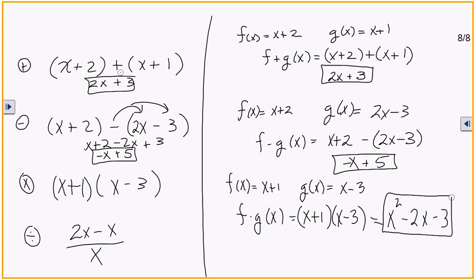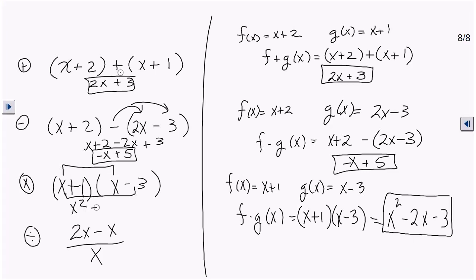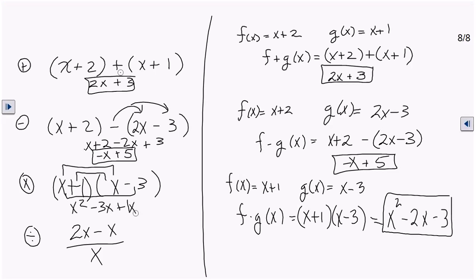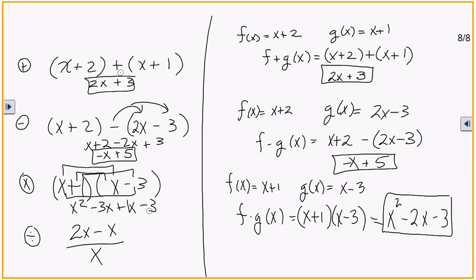And if you did this over here using the FOIL method or the distributive law, first times first, x squared. Outside, negative 3x. Inside, positive 1x. And 1 times negative 3 is negative 3. And that's going to give you the same thing if you did it over here. And that's how you write f times g of x.